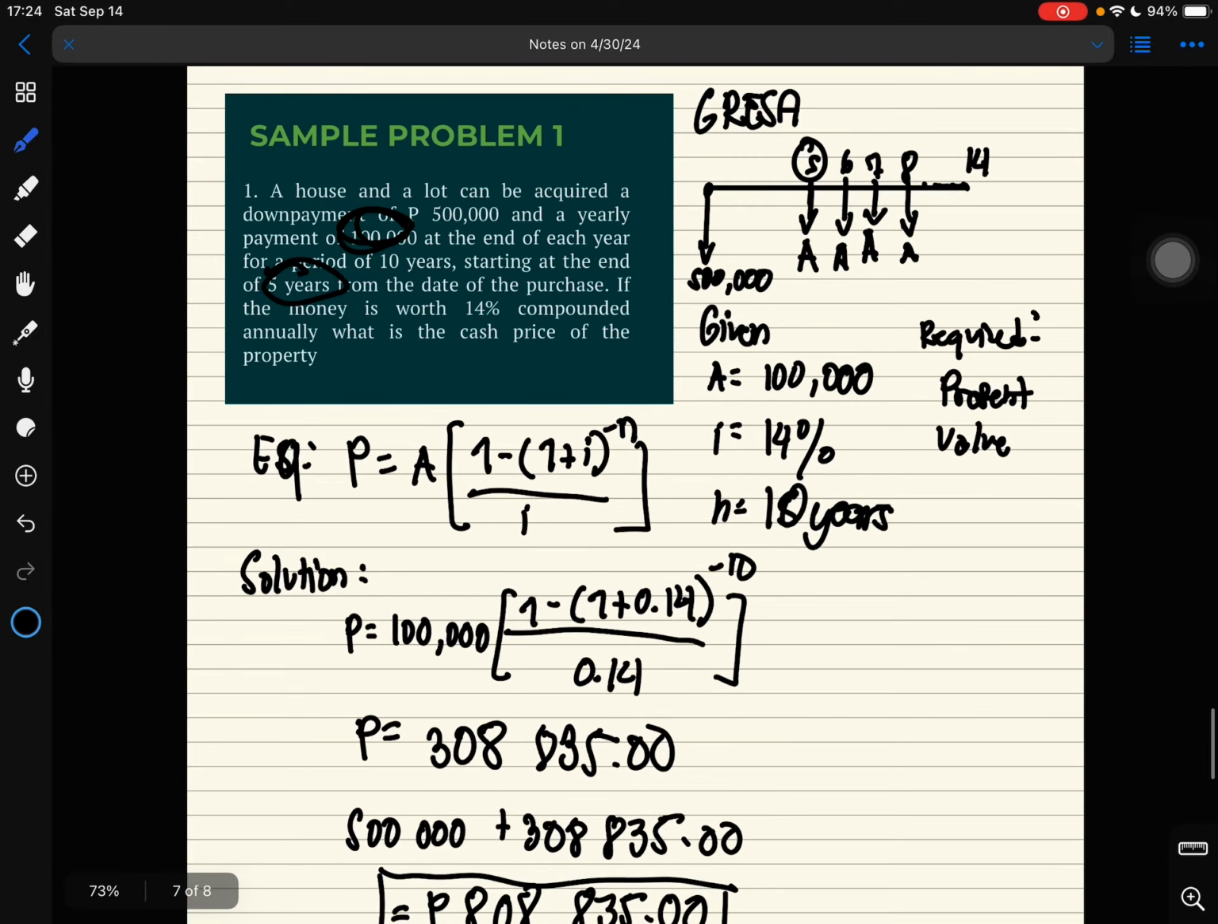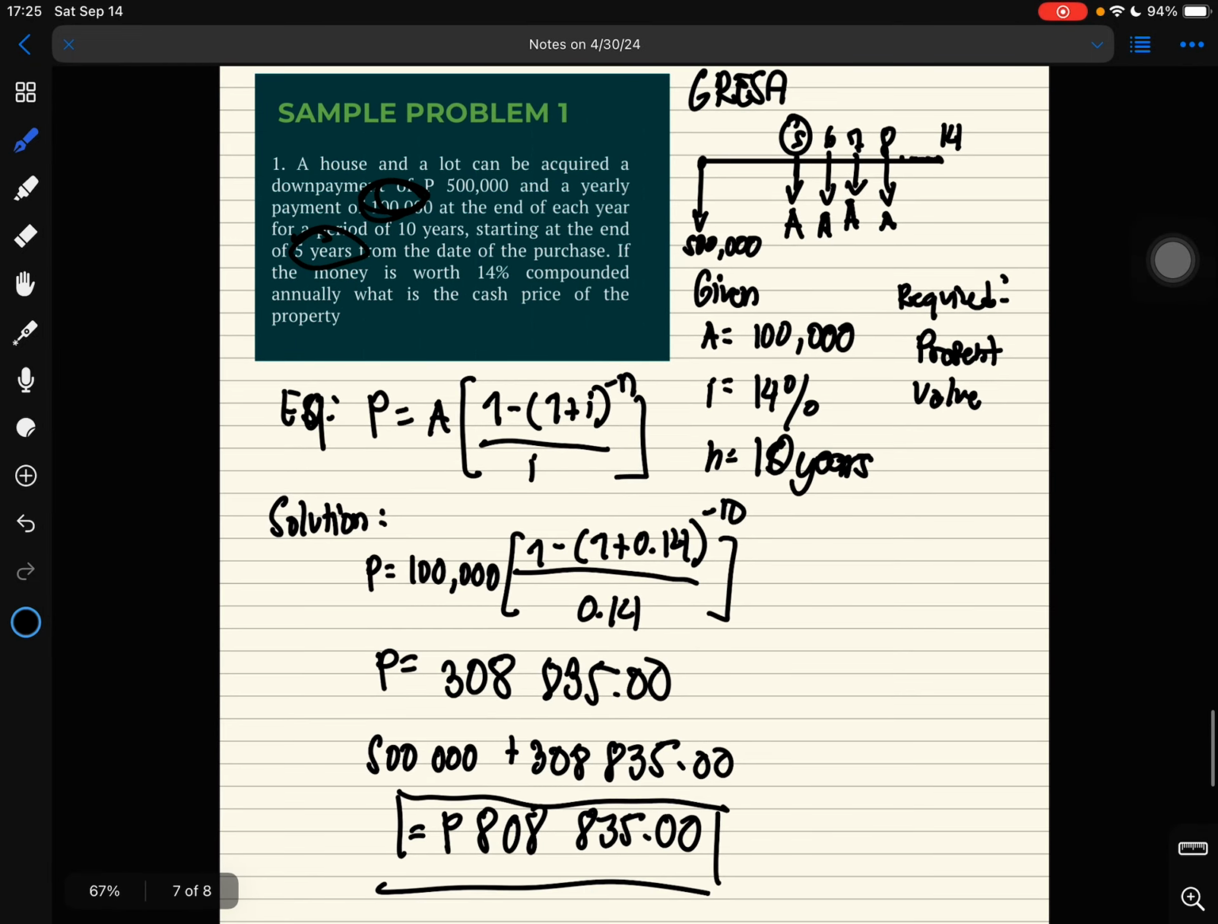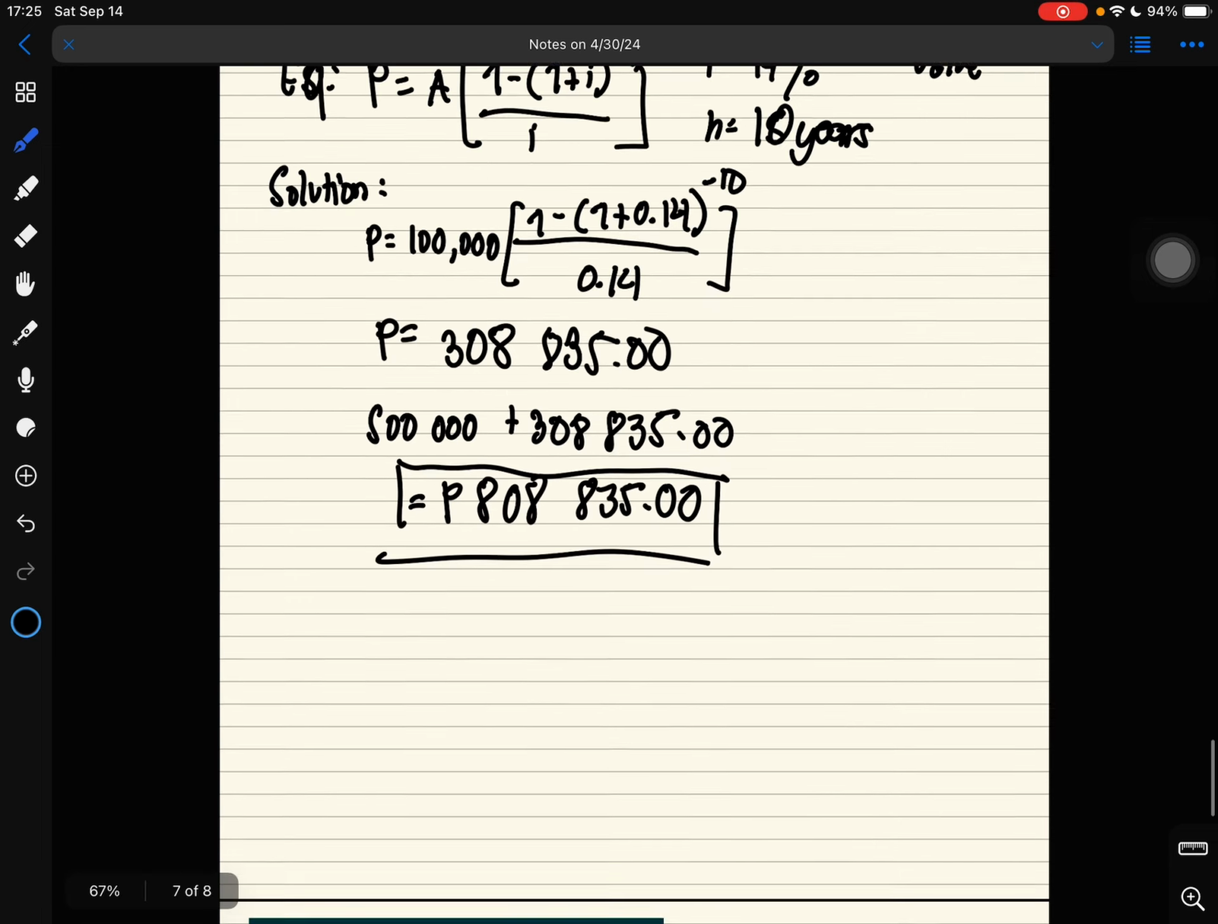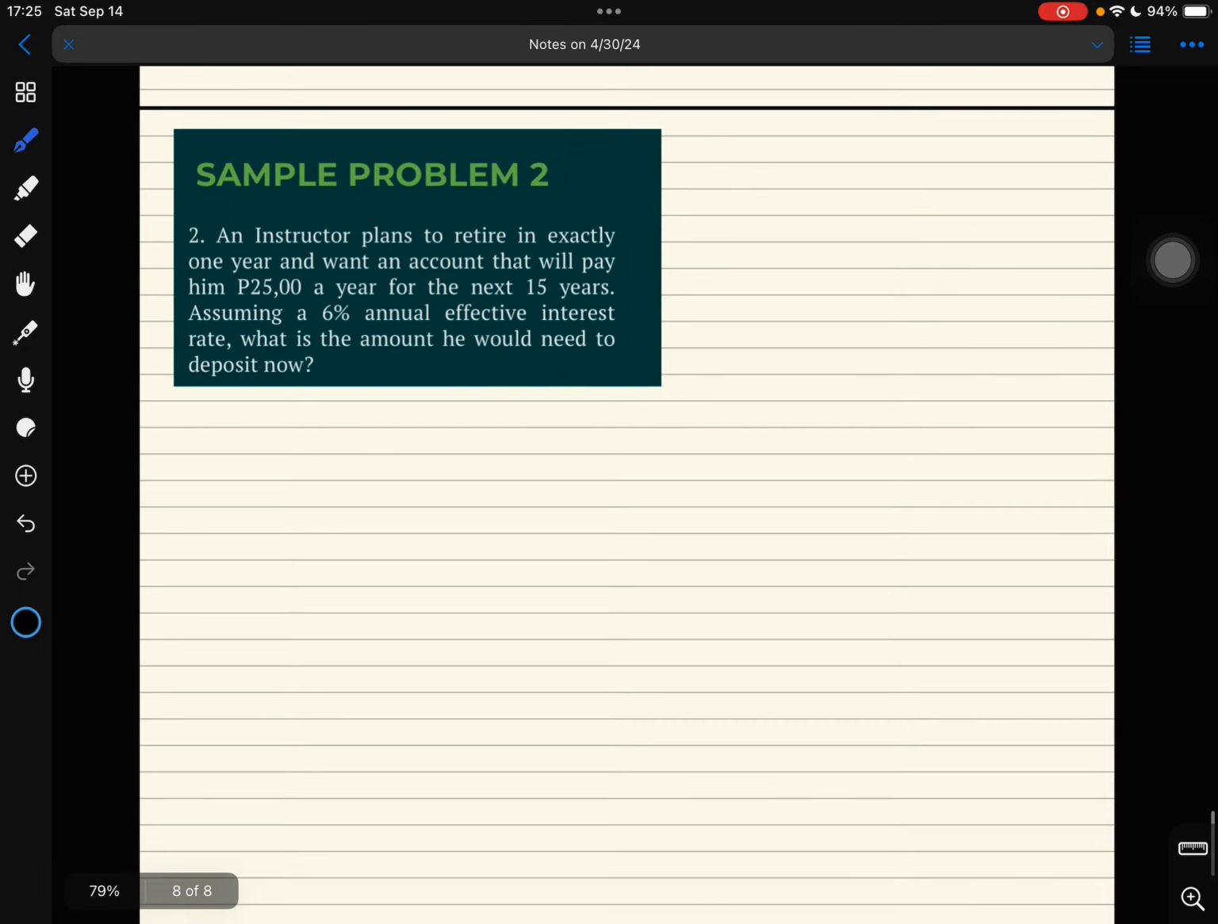Okay? Pwede nating i-zoom out, then pwede nyong i-screenshot. Okay? 5, 4, 3, 2, 1. Okay? We now move on to our problem number 2.